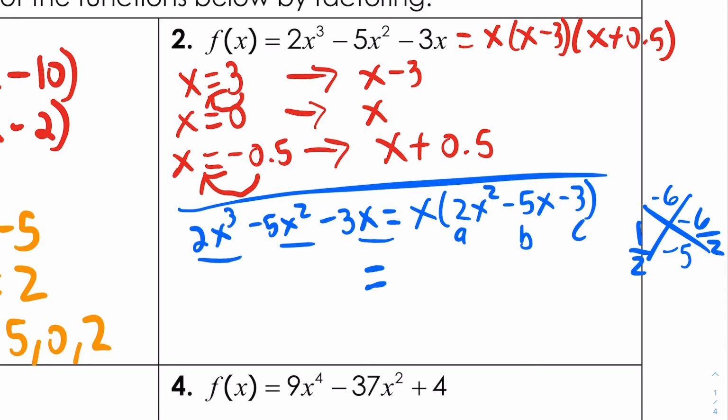Let me rewrite the equation. We had an x in front, and then we just factored the 2x squared minus 5x minus 3, and our factors were x minus 1/2, x plus 1/2, because it was a positive 1/2, and negative 6 divided by 2 is going to make the factor x minus 3. And if you look at this in the blue, it matches what we got in the red. We got the red ones by graphing, we got the blue ones by factoring. So now you know 2 ways to get factors.